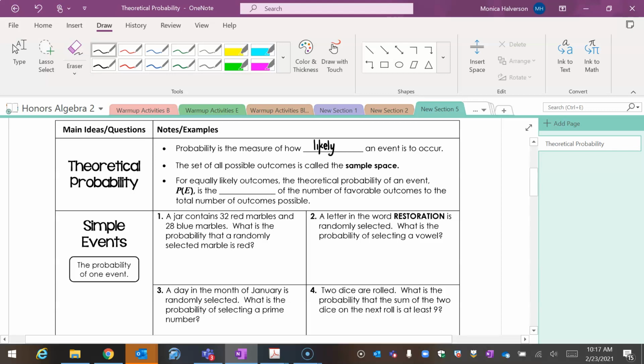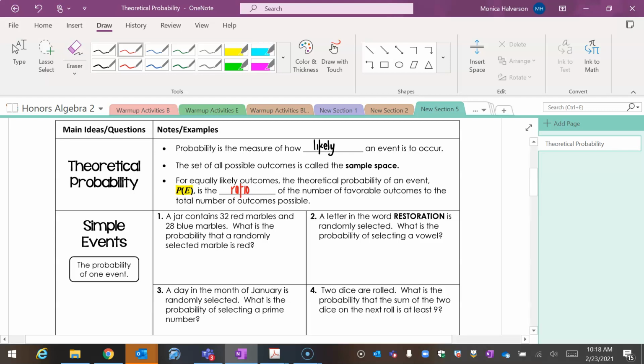All right. And what we need to look at is the two different values that we're going to be looking at. The first value is our sample space, and our sample space is the set of all possible outcomes. Whereas what's of more importance than the sample space is the probability of our favorable outcome. So the theoretical probability of an event, which is denoted as P(E), is the ratio of the number of favorable outcomes to the total number of outcomes. And that total number of outcomes is our sample space.